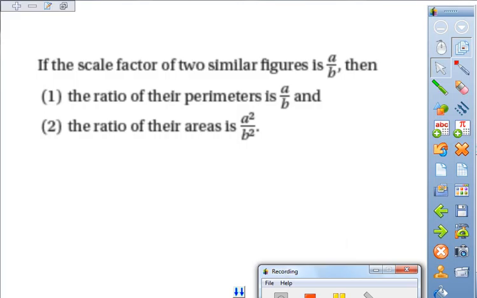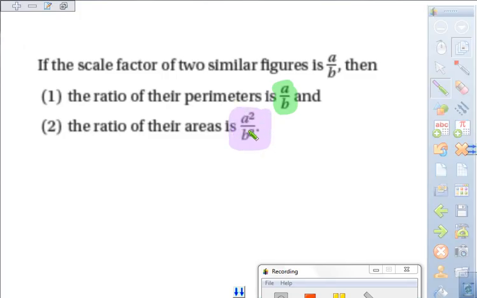This is the main thing that you have to remember today. Scale factor is a to b, and that means what is the ratio of the sides. The ratio of the perimeters is still the same, a to b. But the ratio of the areas, you have to square that number to get that relationship, because it is in terms of 2 dimensions instead of just 1. This concludes Lesson 10-4 for geometry.